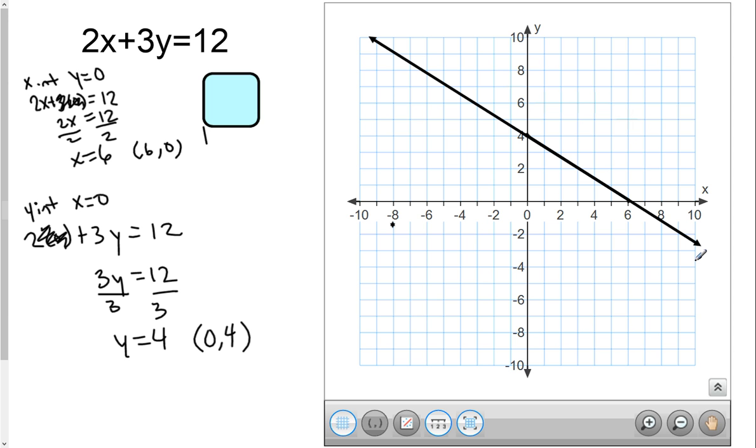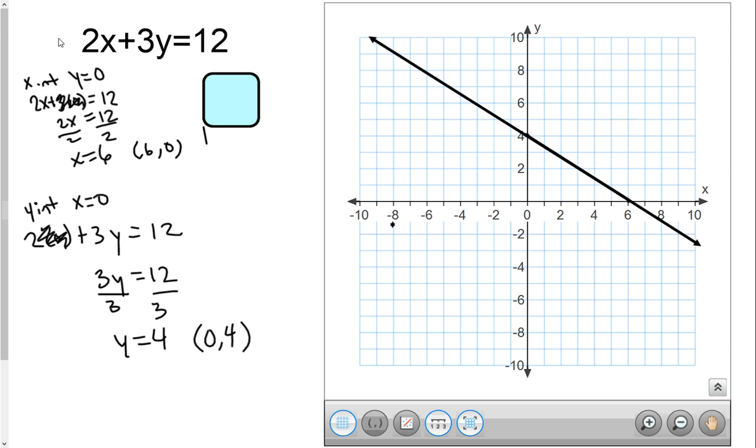Because remember, you don't need 5 points to find what the line looks like. You really only need 2 points because 2 points make a line. So you can quickly find those two. Now, if you go back into your notes real quick and you look at it, I say use the cover-up method when the x and the y are on the same side.